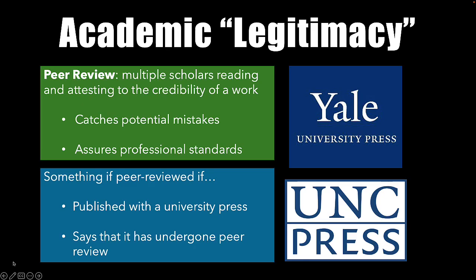To find out if a press does peer review, just go to their website. Check it out. If they do, they'll tell you. It's really as simple as that. But the most important thing is that with secondary sources, we want books, articles, and essays that have gone through peer review. That's what professional historians use.